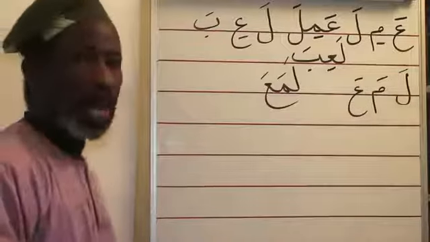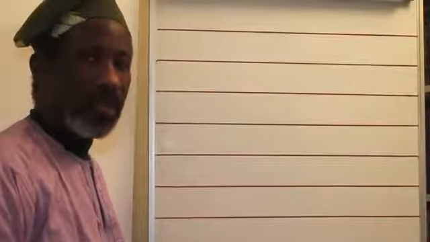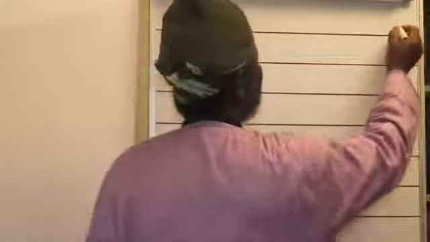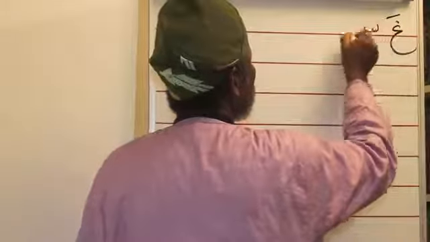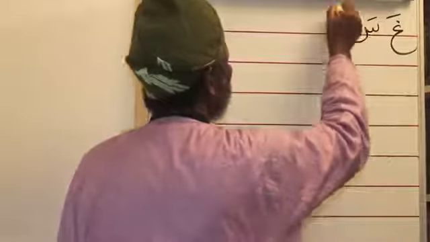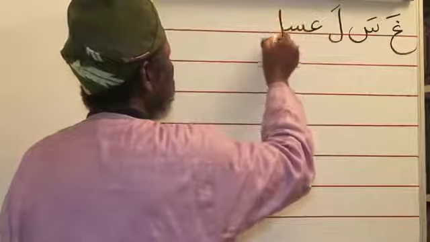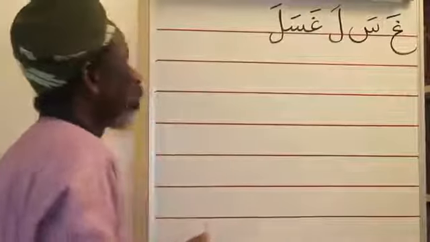That concludes page 36. Now, page 37, we start with letter Ghain. Ghain, the beginning, Ghasala. Gha, sa, la. Ghasala. Join. Gha, sa, la. Now we need to do ghain in the middle.